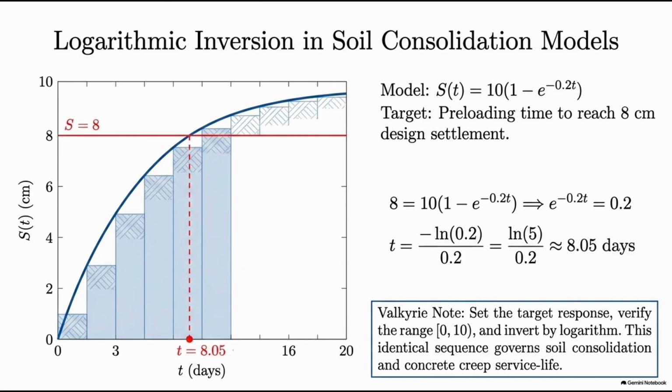Settlement in centimeters is modeled over time in days, with a theoretical maximum range capped below 10 centimeters. We wish to determine the time required to reach a target settlement of 8 centimeters. First, we verify that 8 centimeters lies within the model's achievable range. Next, we rearrange the terms to isolate the exponential component, which evaluates to 0.2.